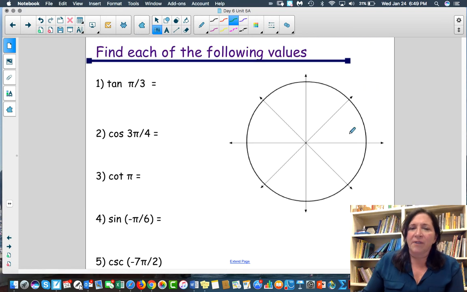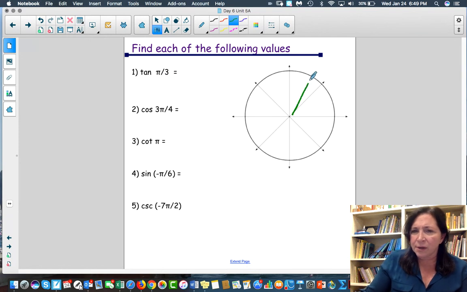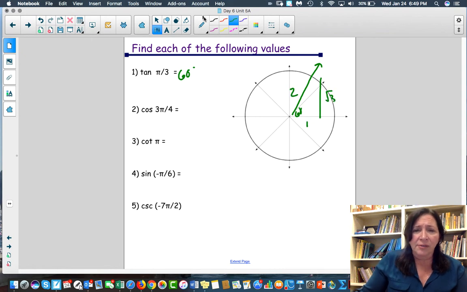Okay, find each of the values again using the unit circle. Pi over 3. So divide 3 into 180. 3 divided into 180 is 60 degrees. So we're here at 60 degrees. Tangent of pi over 3. Make a little triangle, 60 degrees: 2, 1, square root of 3. Tangent is opposite over adjacent.